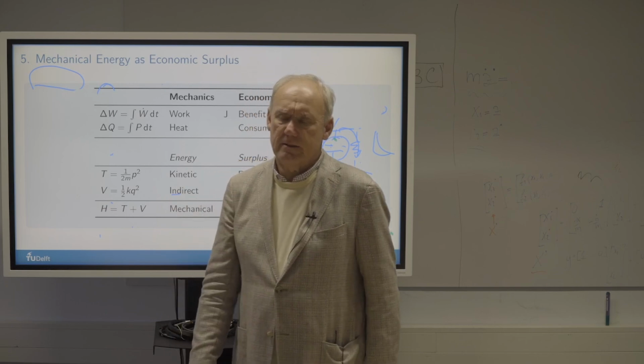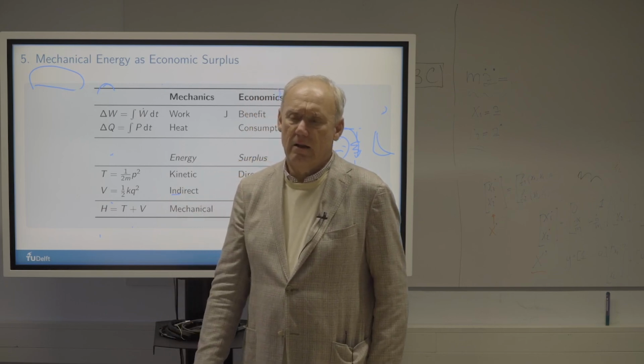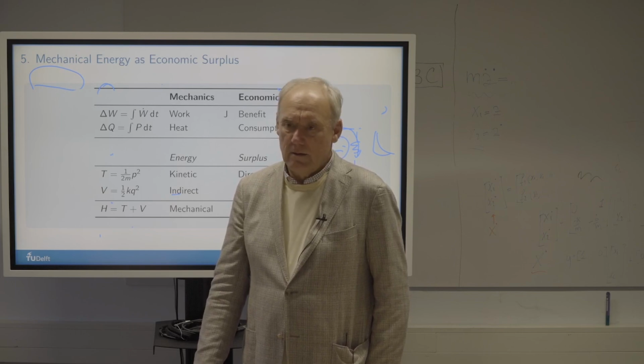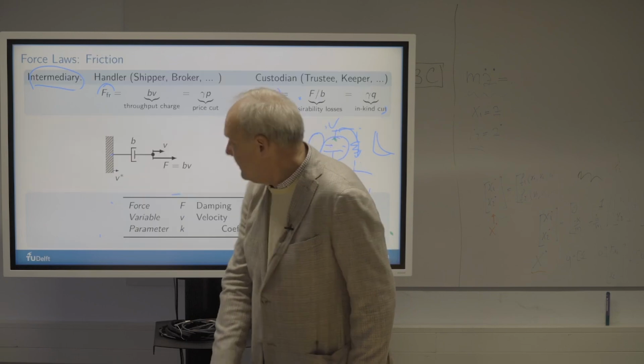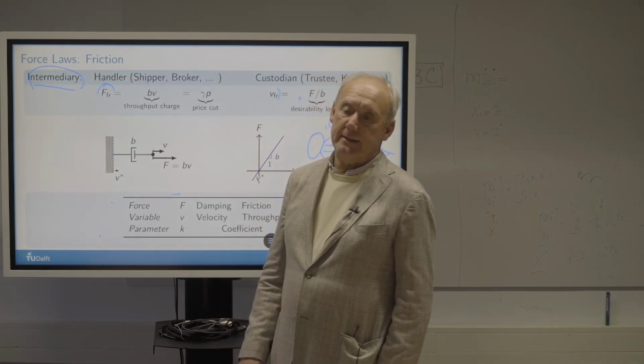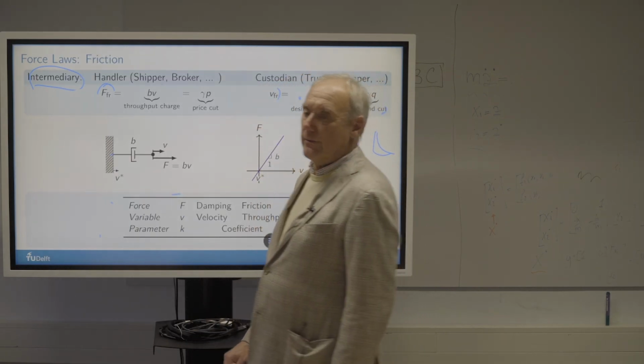So the price cut the broker takes gets dissipated. So he cannot use the energy. So the broker itself doesn't make any money. No, he does. It's just that what he does with that money is to dissipate it. Yeah, so that's what happens.